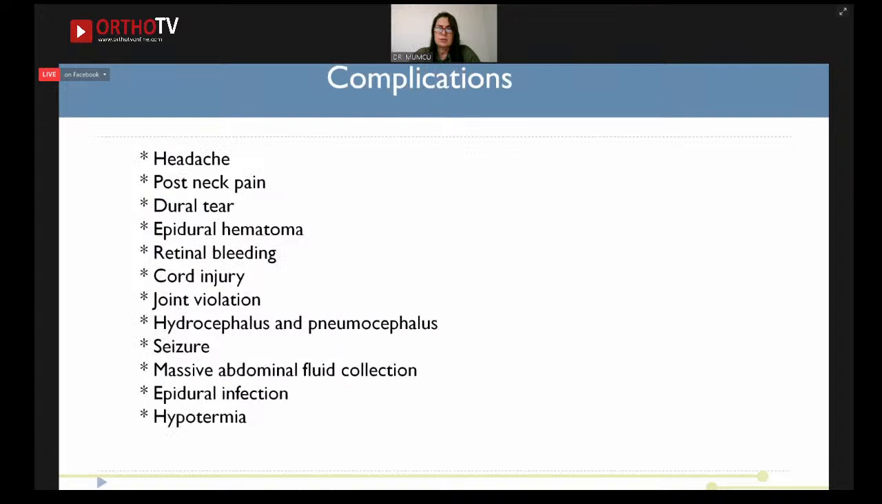High hydrostatic pressure can cause CNS problems such as headache, posterior neck pain, seizure, blindness due to retinal bleeding, and so on. RF ablation may cause thermal injury on muscles and cord as well. It especially causes protein denaturation at between 40 to 70 Celsius. That is why the RF device must be used for a short period. If you cause more muscular damage by RF, it can lead to muscle edema and then infection.